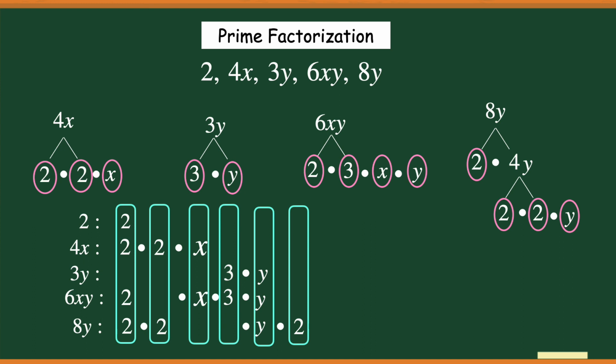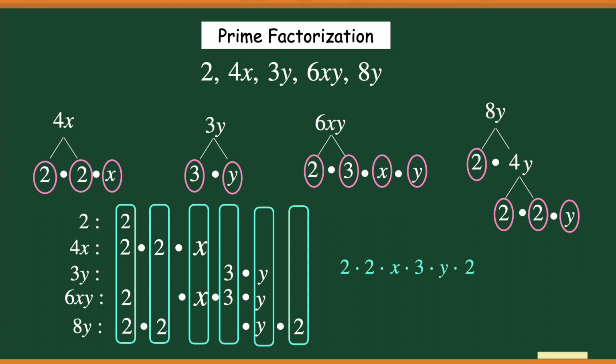Next, I will take one shared value from each column and multiply them together to find the least common multiple. So the first column here represents a shared factor of 2, which I will multiply to the second column factor of another shared 2, then a shared x, and 3, a y, and finally another 2.